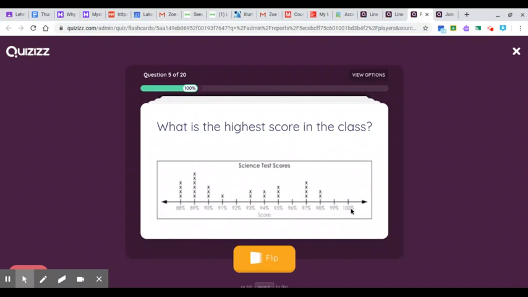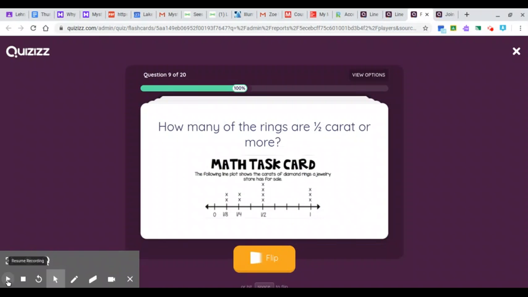But because you can see nobody's in this 100 column, nobody's in the 99 column, the question is, what's the highest score in the class? Well, obviously nobody got a perfect score, but they got the 98, right? So that would be the highest score in the class. And just to clarify, we have one here.